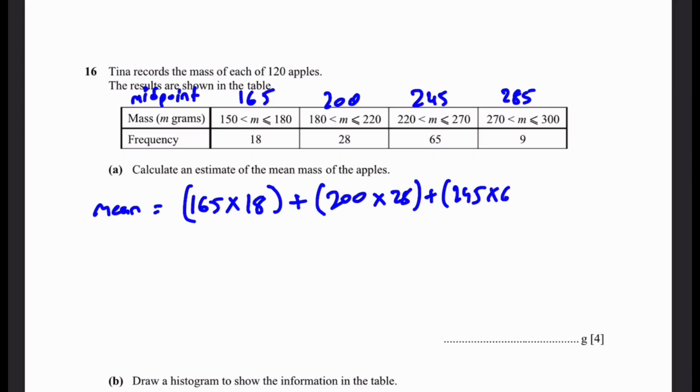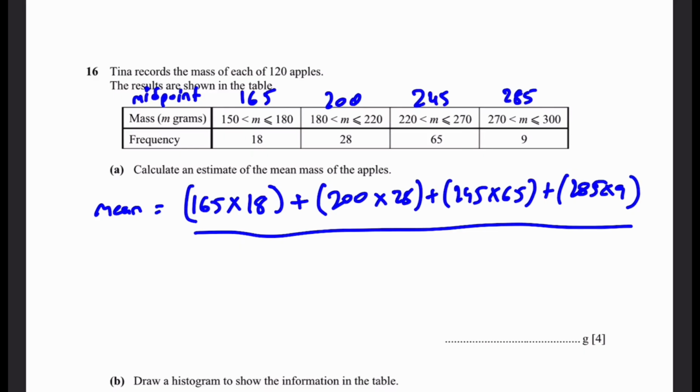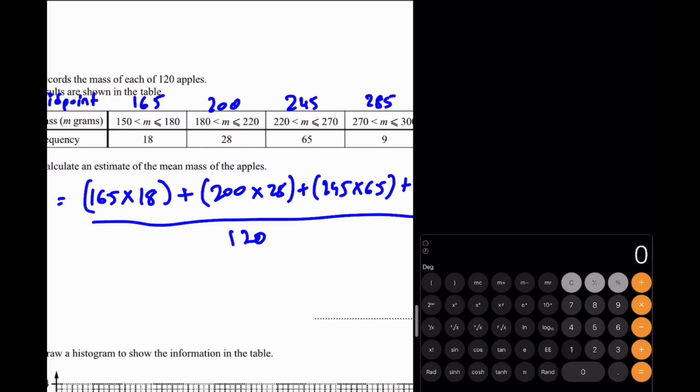And of course, once you're done with this, we divide the whole thing by the frequency total. And in this case, we have 120 apples. And if we add this, we'll also get 120. So either way, that's the total. And we just divide by that. And now we can simply use our calculator to get the answer. So let's get our calculator and do this calculation.